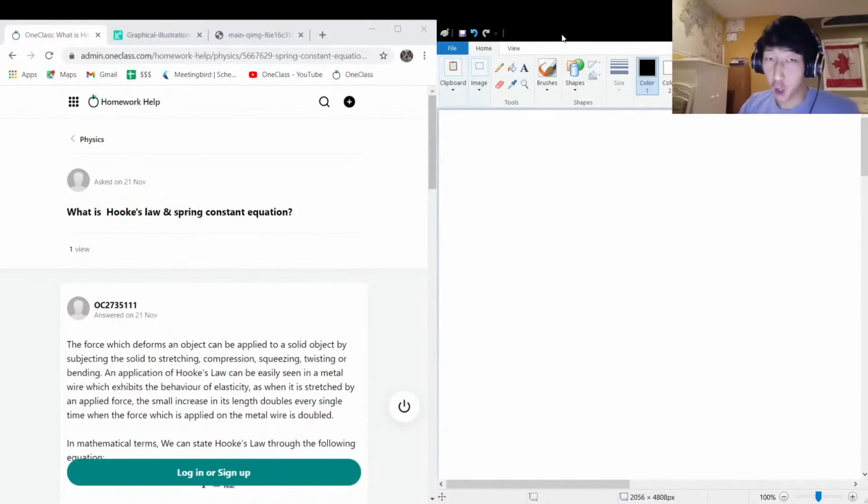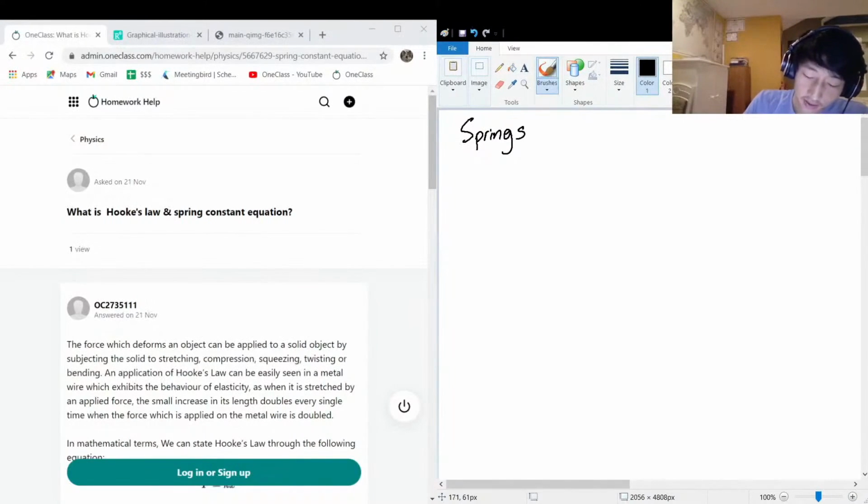Okay. The next question that we got on the menu today is asking, what is Hooke's law and the spring constant equation? So Hooke, that was a scientist. That was pretty smart way back in the day. And Hooke's law is basically all about springs. Yeah, we're talking about springs and it's not even winter. Springs, not the season, but, you know, like these things.